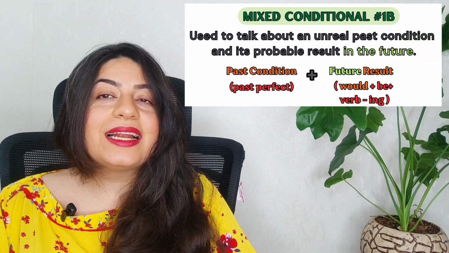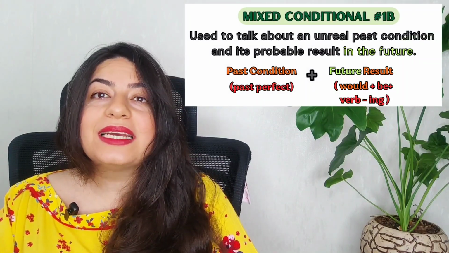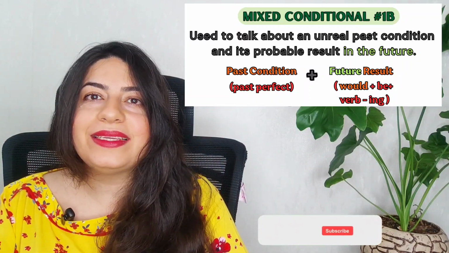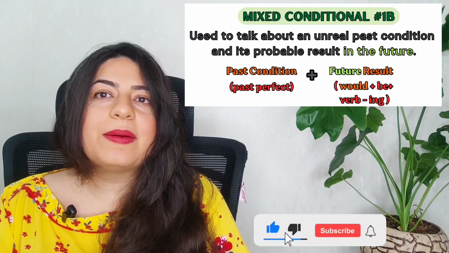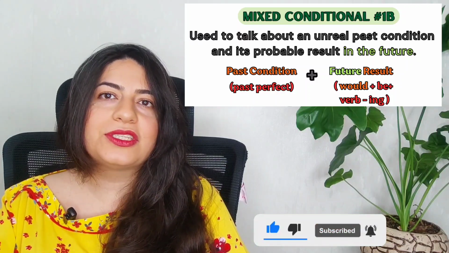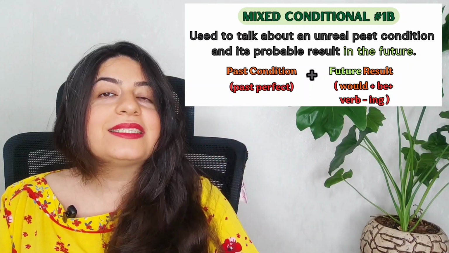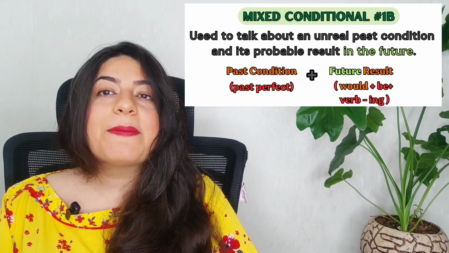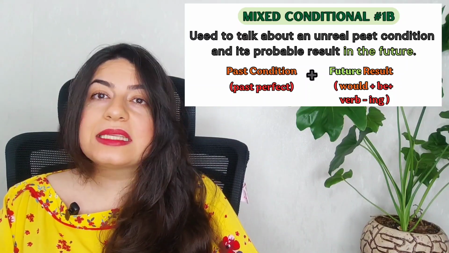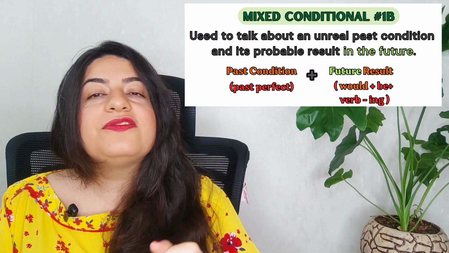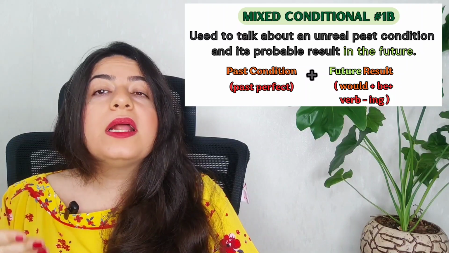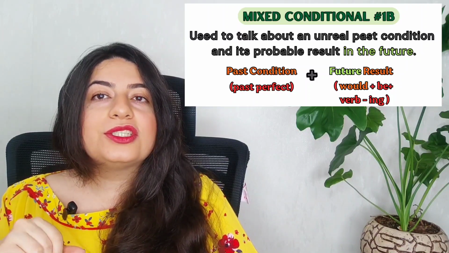I want to move into the next part of this mixed conditional, and I'm calling it mixed conditional 1b because it has some similarities, and really what we're talking about is an unreal past condition and its probable result in the future. So we're still going to use the past condition with the past perfect, but this time we're going to talk about a future result, and we're going to use would plus be plus the verb and ing.